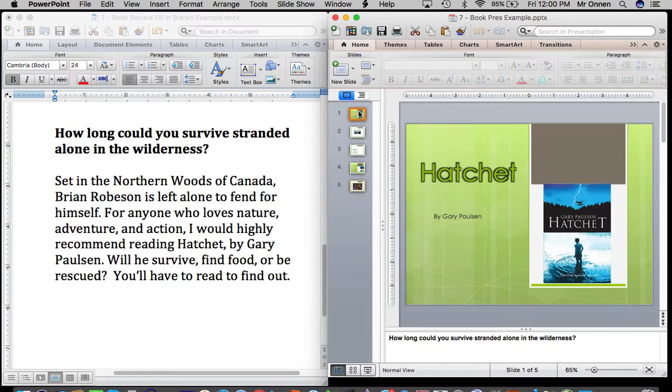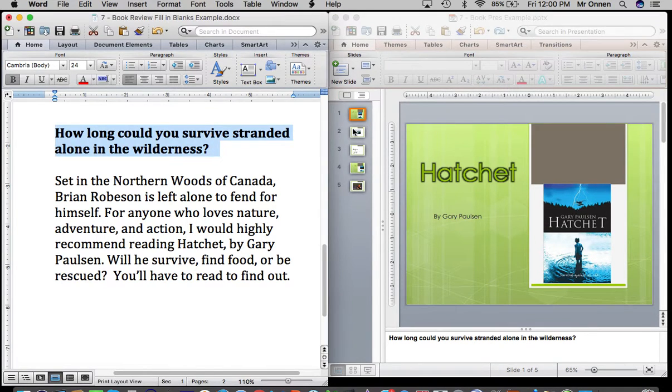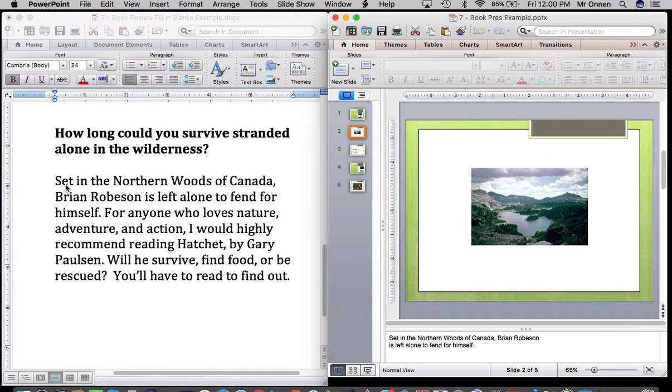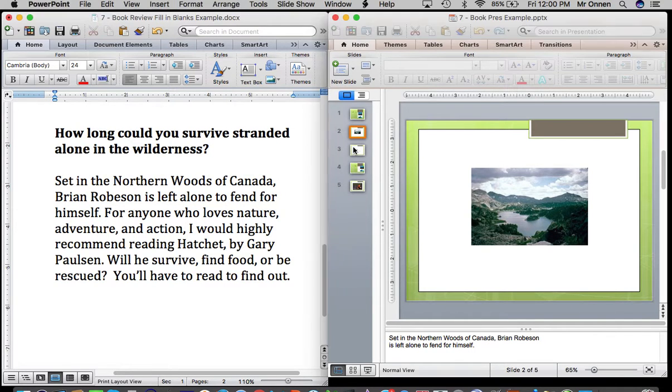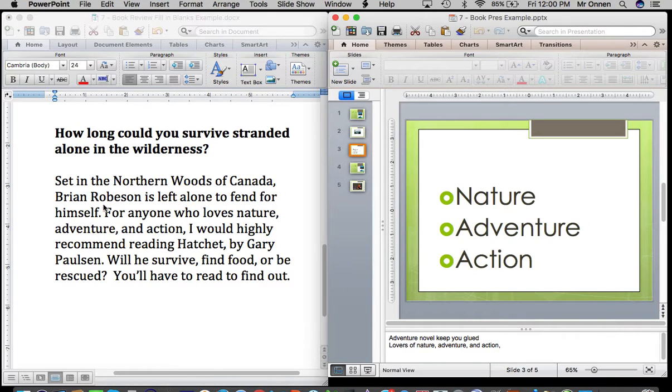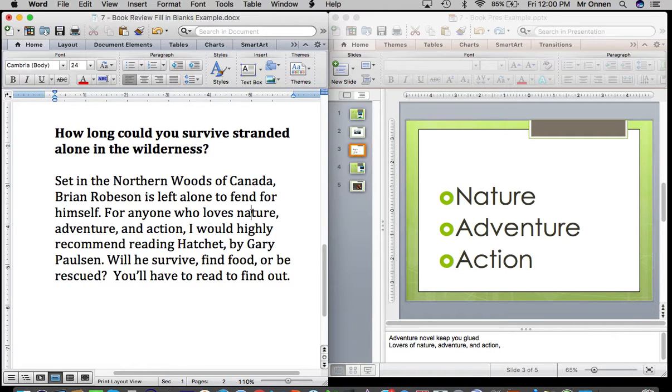And so each slide lines up. So this is just the intro slide where I'm talking about it with the hook. And then I'm telling about the setting where it's set in the northern woods of Canada. So this picture is describing what I'm talking about. And I get all the way to this because I'm still describing it. And then I talk about just a couple bullet points for anyone who loves nature, adventure, and action.